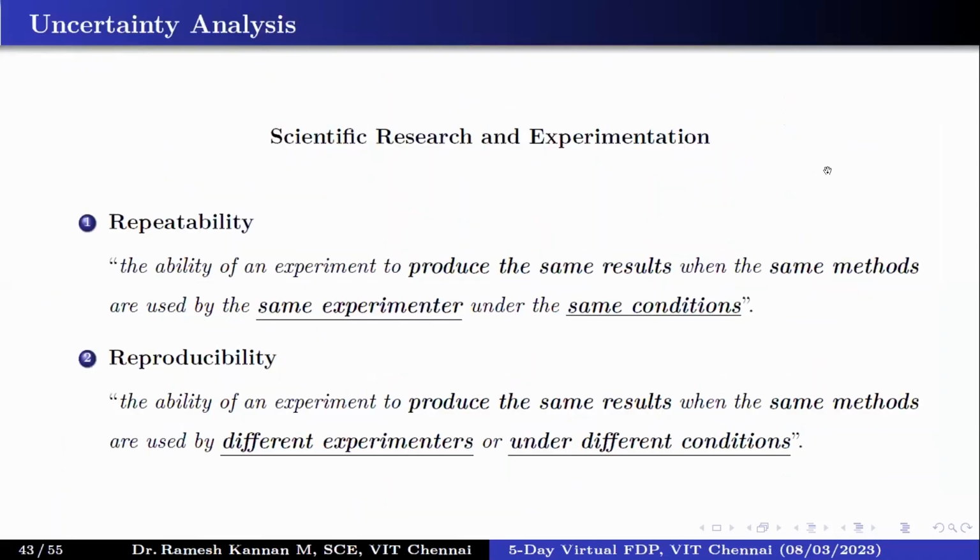So why uncertainty analysis? That's the question. In scientific research and experimentation, there are two things: repeatability and reproducibility. What you could do in your laboratory for a particular sample, on a particular day, with the particular equipment, is it repeatable even after 5 years? That is basically what we call repeatability.